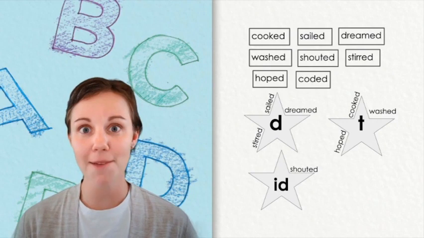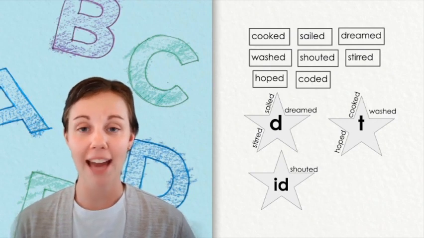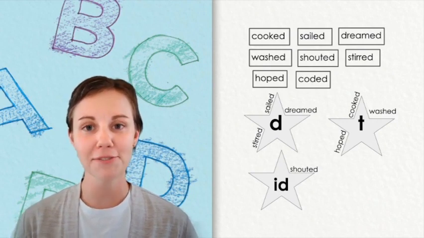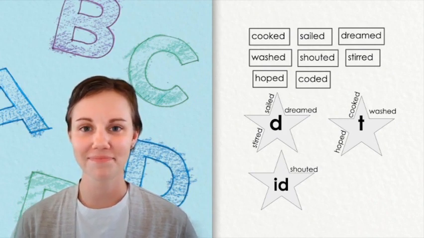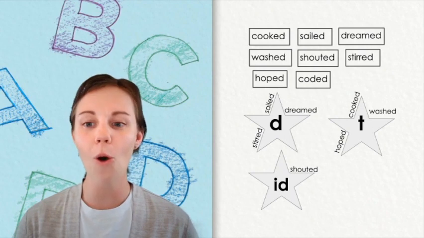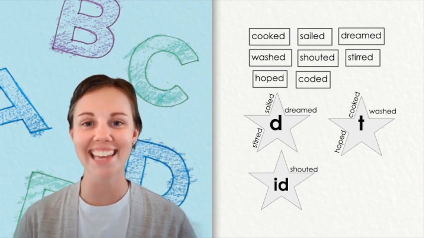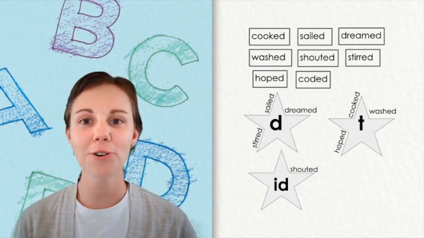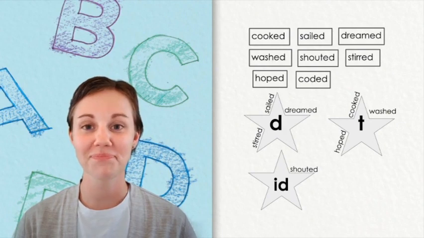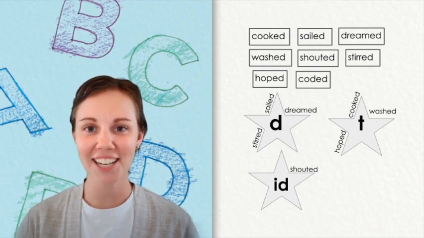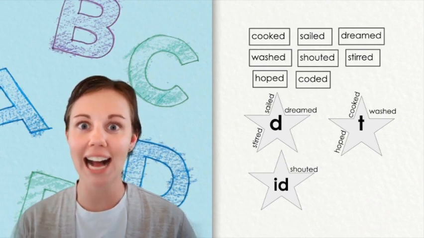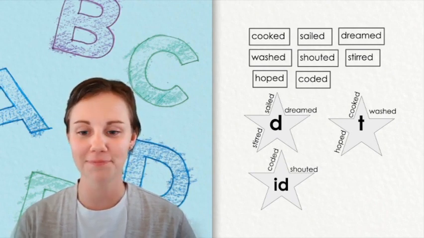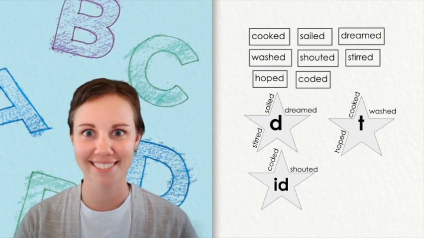This is a good one to try. It uses that magic E pattern too. Can you find the base word? Read the whole thing. What does it say? Coded. I heard it. Code-id. It belongs on our ID star. Great reading.